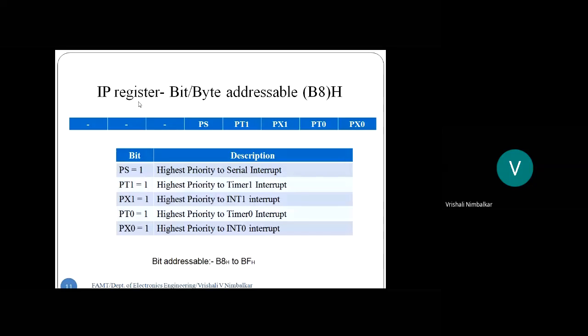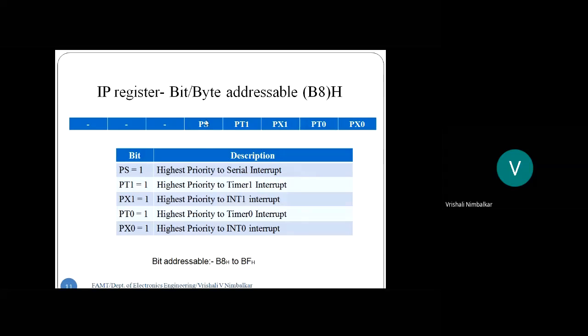And the next is the interrupt priority register. This is an 8-bit interrupt priority register. Address is B8 hex. It is bit as well as byte accessible. Look into the lower bits of the register. PX0, priority for external int0 interrupt. PT0, priority for timer 0 interrupt. PX1, priority for external int1 interrupt. PT1, priority for timer 1 interrupt. And PS, priority for the serial communication interrupt.